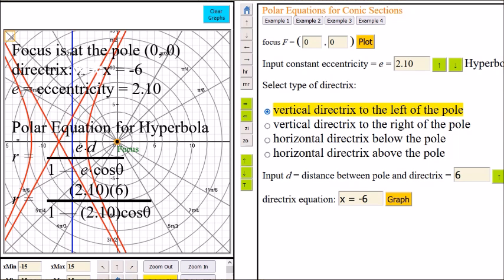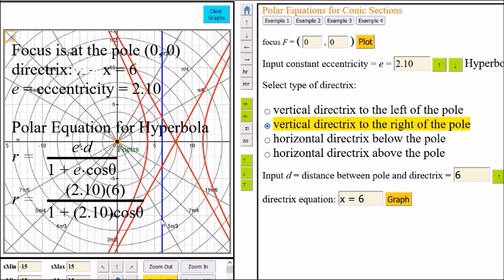Here we have eccentricity greater than 1, therefore the conic section will be a hyperbola. The vertical directrix is to the left of the pole. Therefore, the polar equation will be r equal to ed divided by 1 minus e cosine of theta. Vertical directrix to the right of the pole, so the polar equation will be r equal to ed divided by 1 plus e cosine of theta.